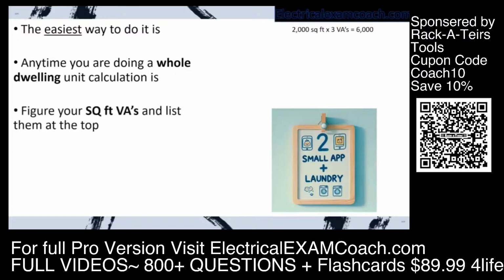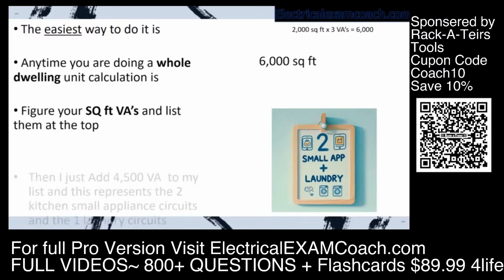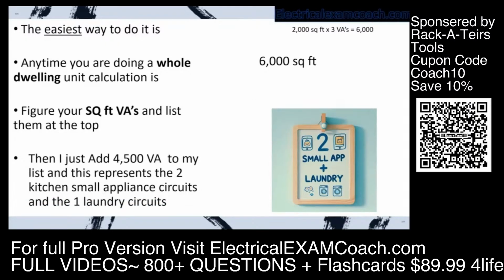The easiest way to do it is anytime you're doing a whole dwelling unit load calculation, you take your square foot and you multiply it by 3 VAs per square foot. Let's imagine we had this 2,000 square foot house multiplied by 3 VAs equals 6,000 VAs. Then you just tack on the 4,500. It's for the 2 small appliance and the 1 laundry circuit. And you're only going to tack it on if you're doing a whole home load calc.